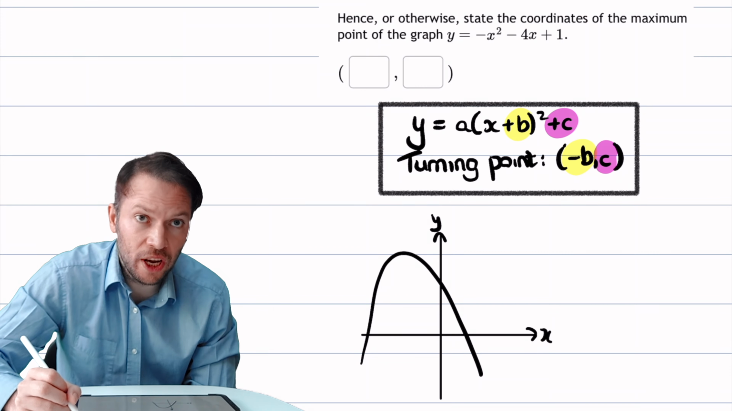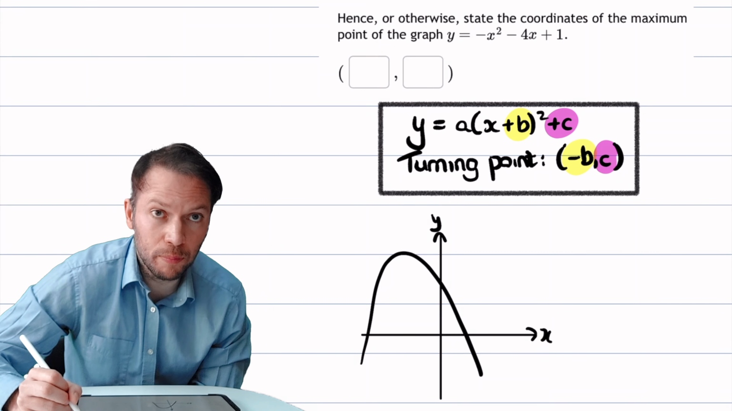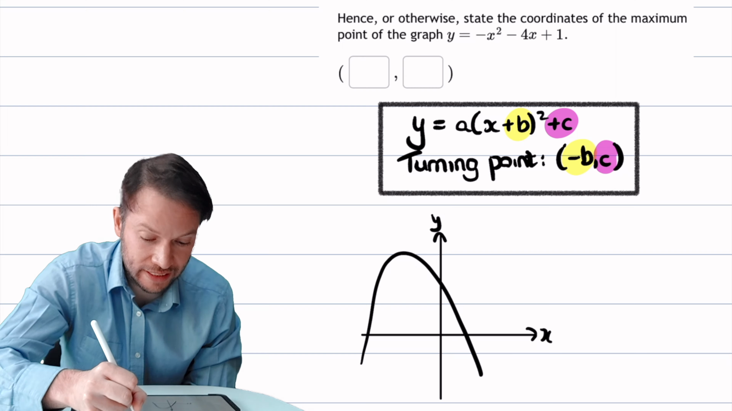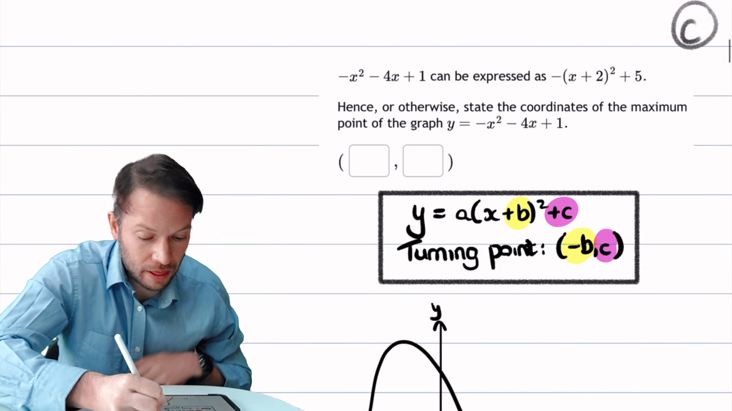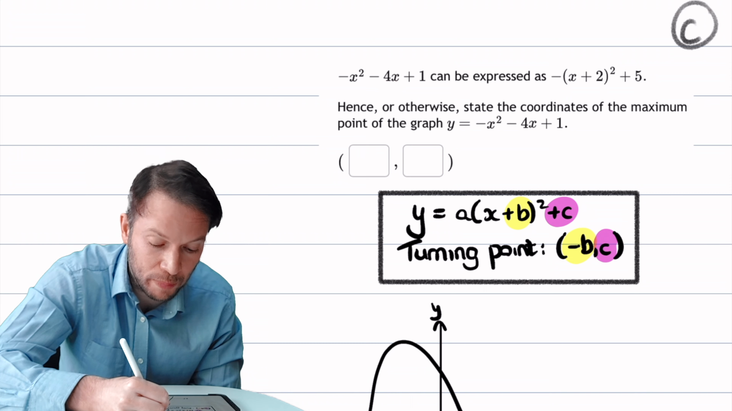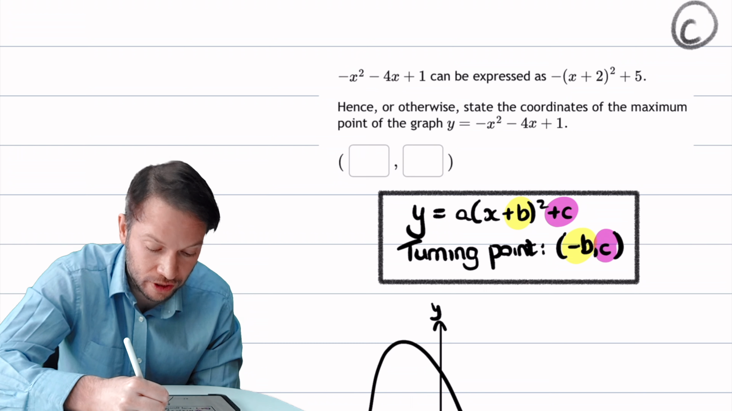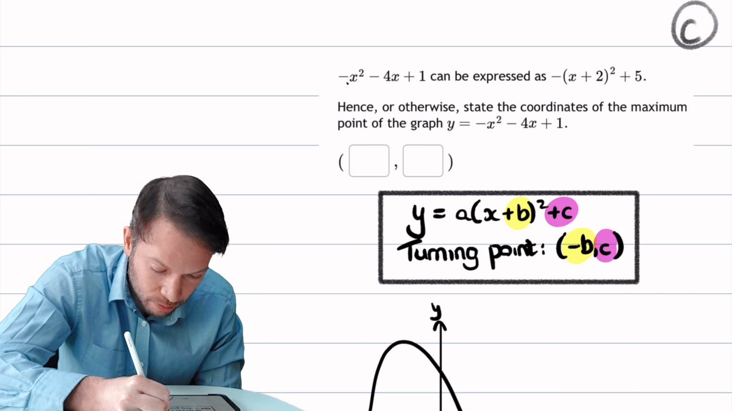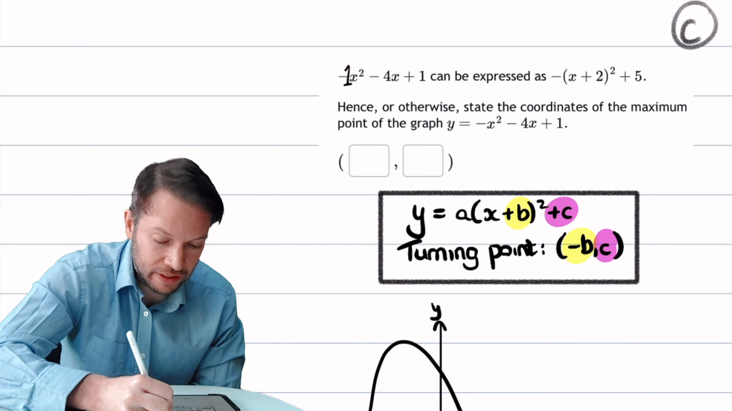Hi, in this video we're going to see how we can find the maximum point of a negative quadratic. Let's read the question. This expression here is known as a negative quadratic because the number in front of the x squared is negative. Look, it's minus 1 x squared effectively. So that's a negative quadratic.